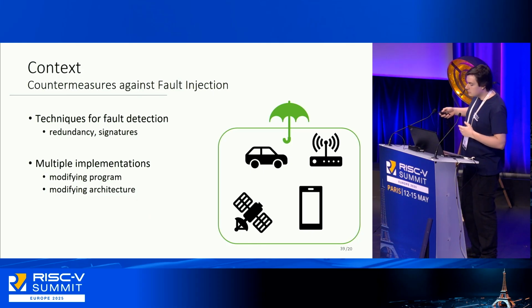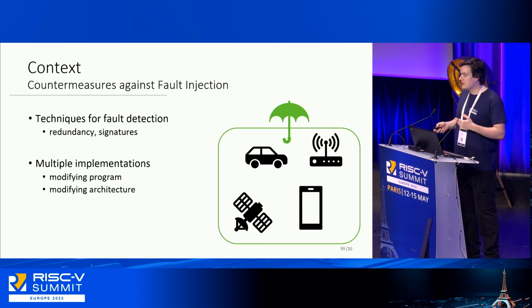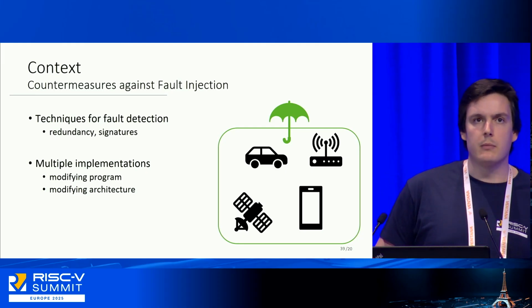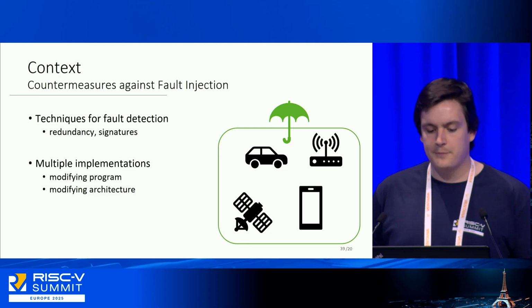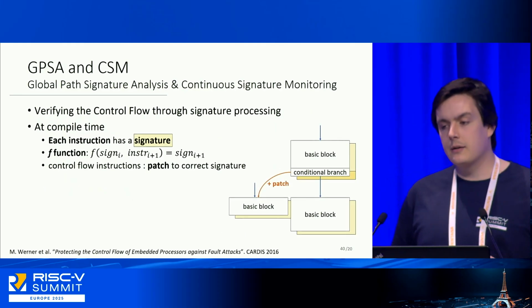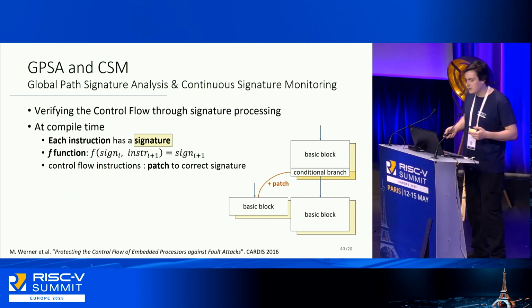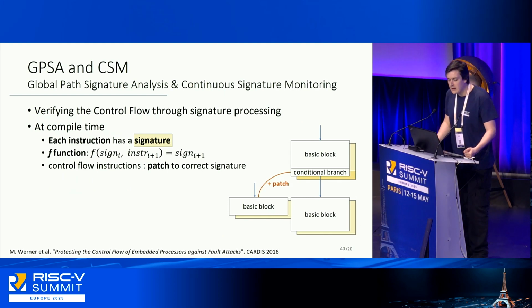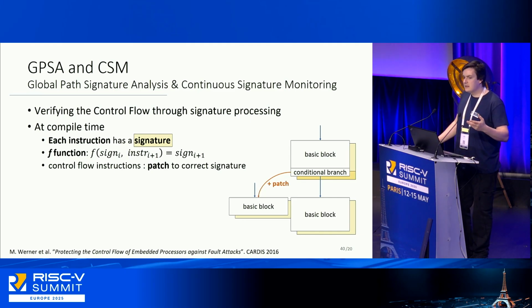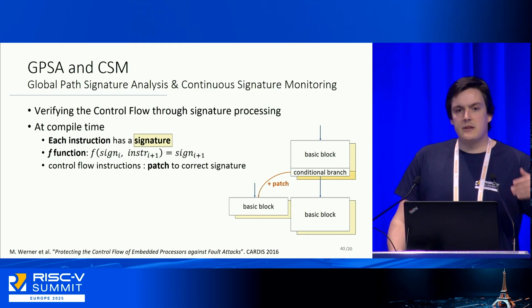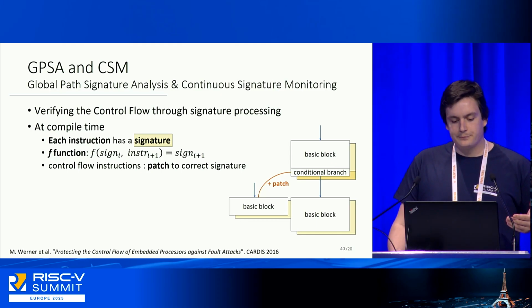Existing solutions to ensure control flow integrity rely on redundancy and authentication and can be implemented in hardware or software. An existing solution is GPSA and CSM, for global path signature analysis and continuous signature monitoring, where the idea is to give each instruction a signature depending on the previous instructions, such that it follows the execution order.